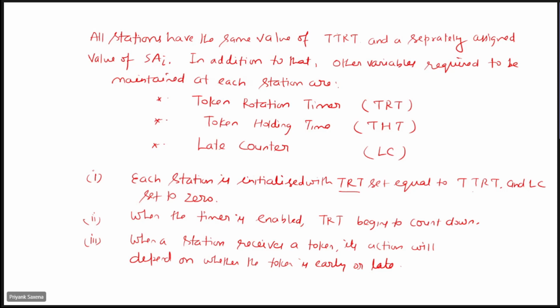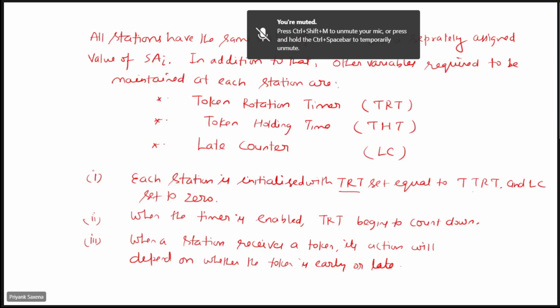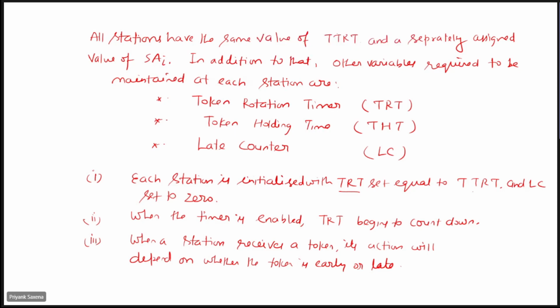In addition to that, other variables required to be maintained at each station are the token rotation timer, token holding time, and late counter. Late counter will say whether the token is late or early. Token holding time is like, if a token arrives early, the amount of time the token reaches early goes to the token holding time, and that much time, asynchronous frames, a station can transmit. It's a bit complex, but you will understand it with the help of an example. It is just followed after this.